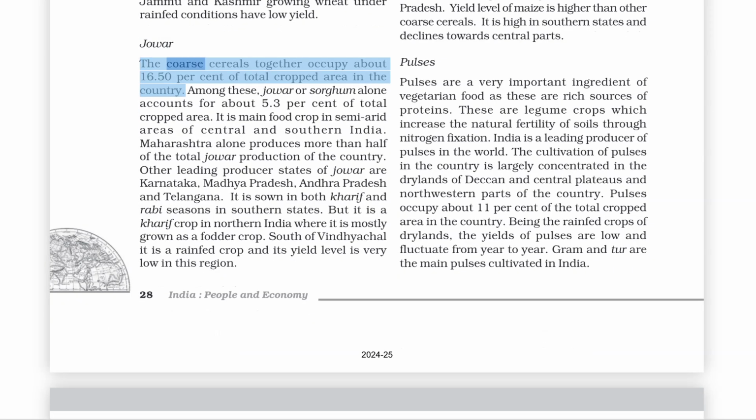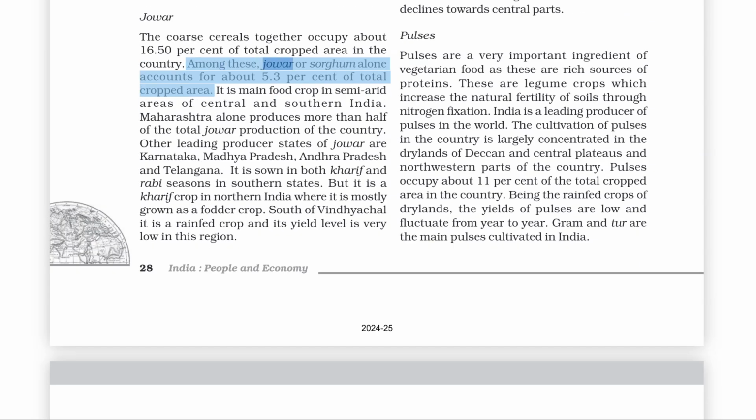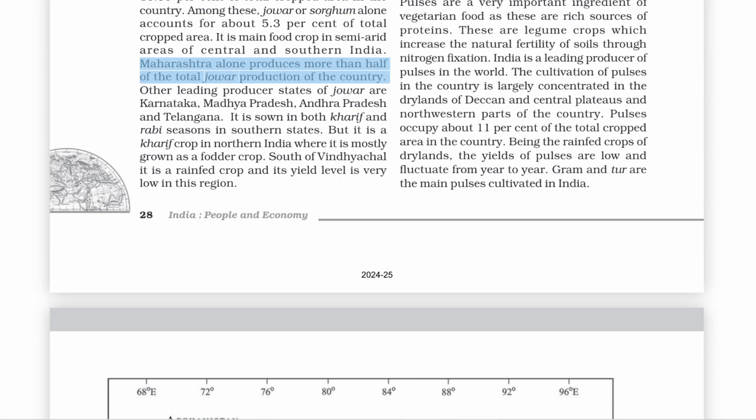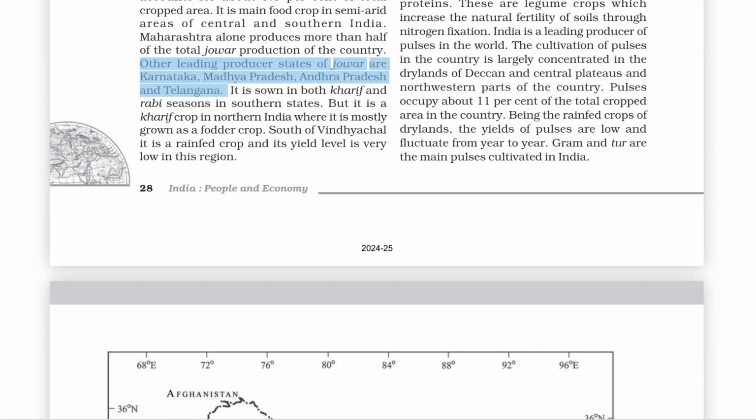Jowar. The coarse cereals together occupy about 16.5% of total cropped area in the country. Among these, jowar or sorghum alone accounts for about 5.3% of total cropped area. It is main food crop in semi-arid areas of central and southern India. Maharashtra alone produces more than half of the total jowar production of the country. Other leading producer states of jowar are Karnataka, Madhya Pradesh, Andhra Pradesh, and Telangana.